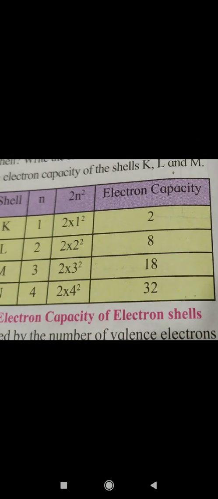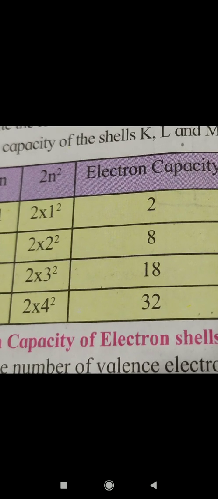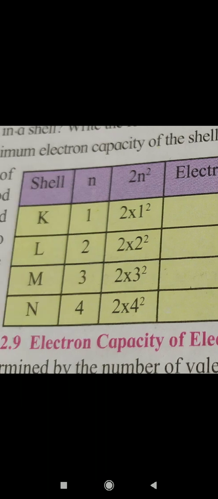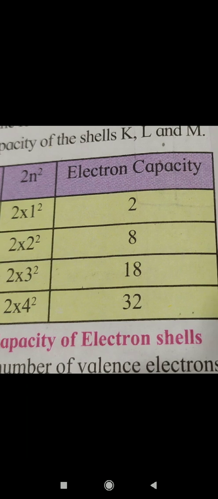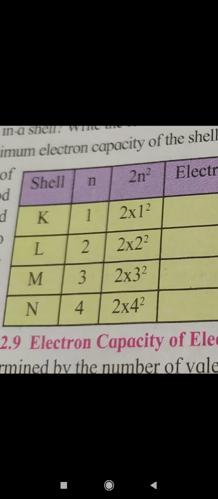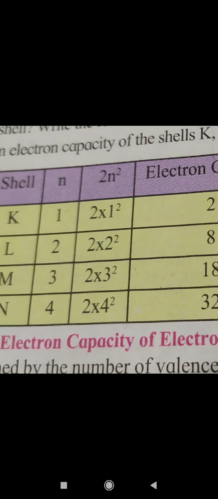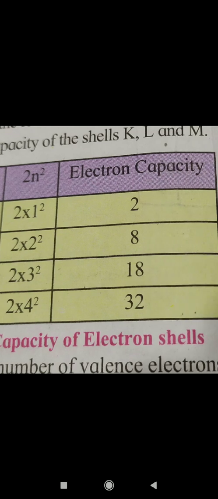Let us see the first shell, that is the K shell, having electron capacity 2. Then the L shell, that is the second shell, having electron capacity 8. Then the third shell, that is the M shell, having electron capacity 18, and the fourth shell, that is the N shell, having electron capacity 32. Hence, here we can see the electron capacity of the shells also.